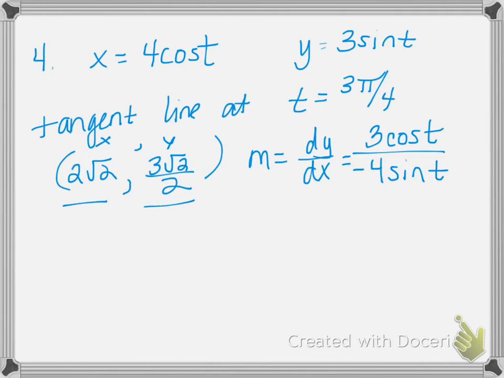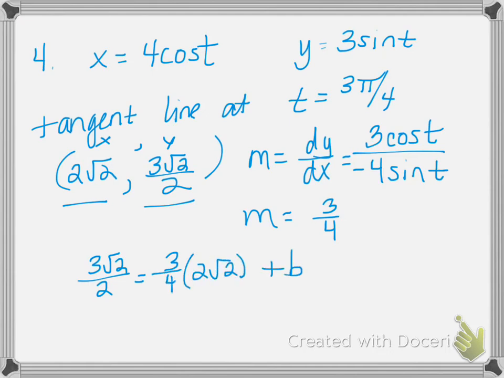So we have an m, we have an x, and we have a y. To get our final m, though, we're going to have to plug in the 3 pi over 4 for t to see what we get for the slope. I think when you plug it in, you get 3/4. And then to write the equation of the tangent line, you would have y equals mx plus b. Use your calculator to figure out what that b is going to be.